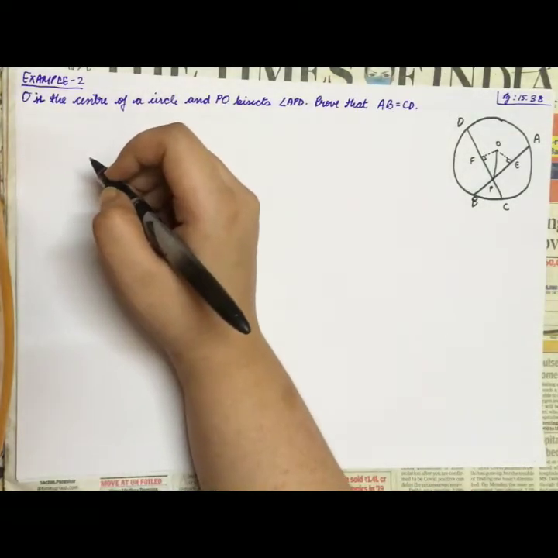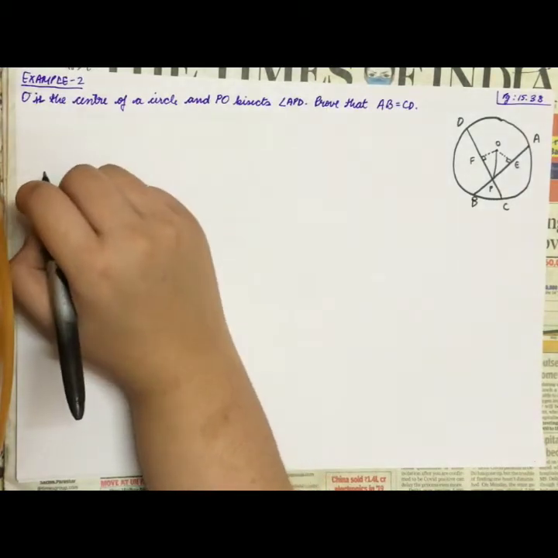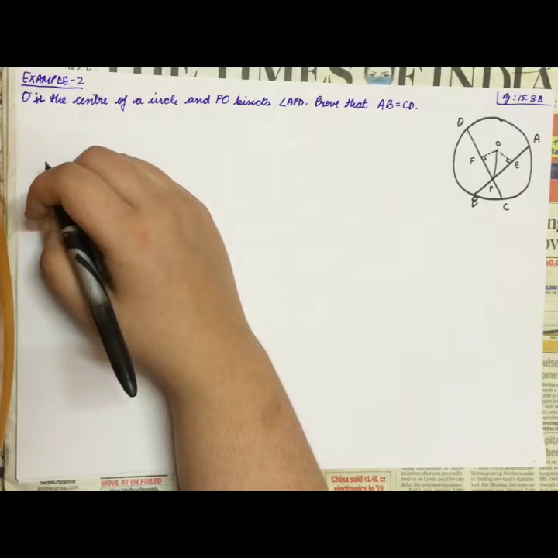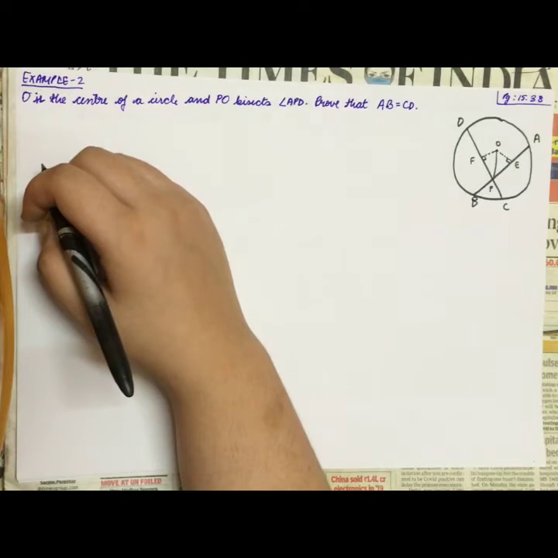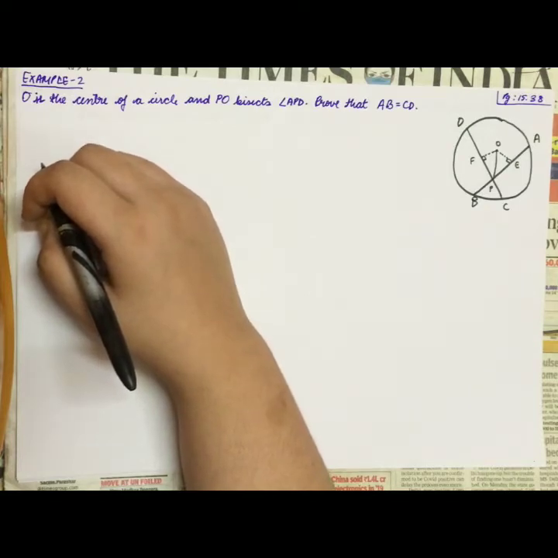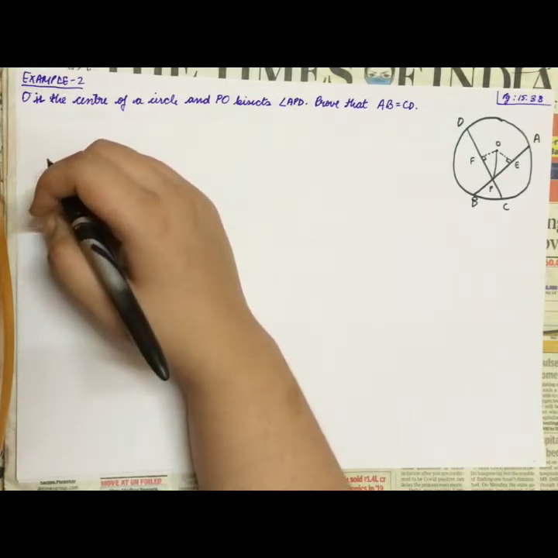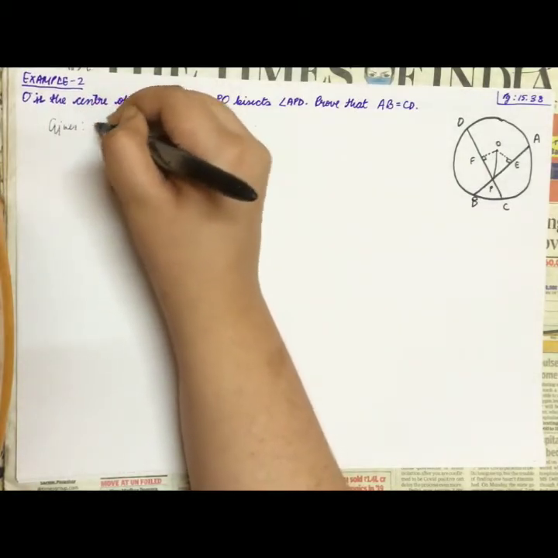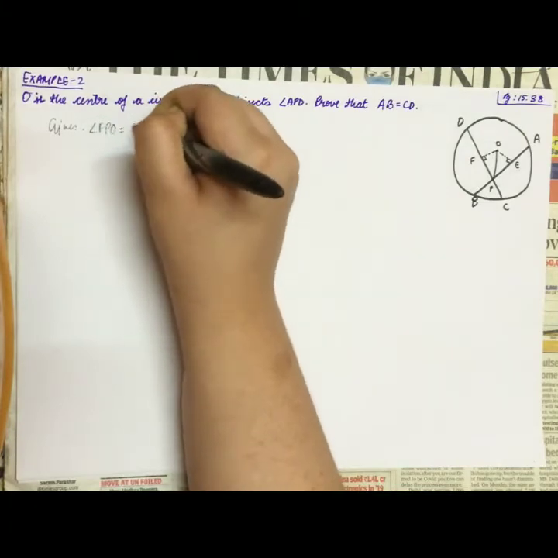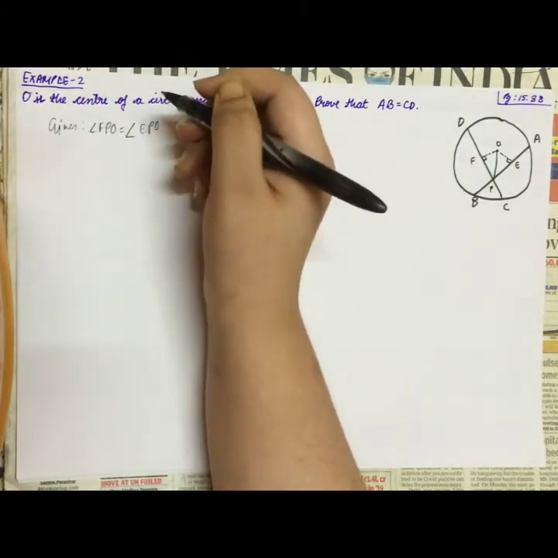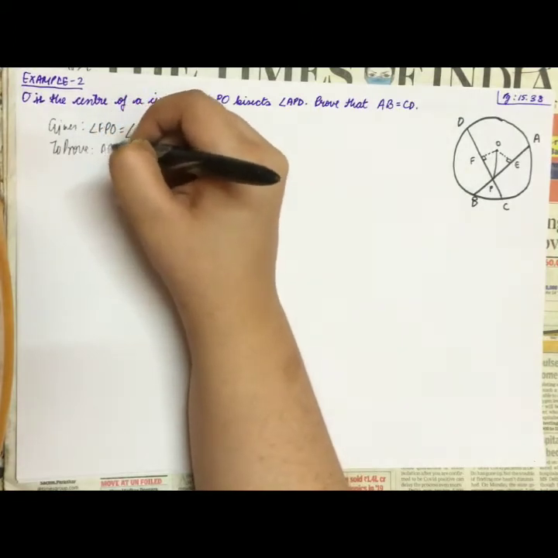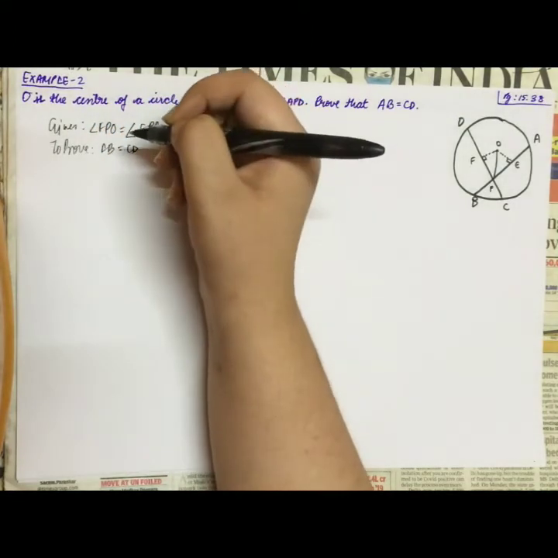Example number 2. In this, O is the center of the circle and PO bisects angle APD, which means angle FPO is equal to angle OPE. We have to prove that AB is equal to CD. So in this we are given that angle FPO is equal to angle EPO, and we have to prove that AB is equal to CD.